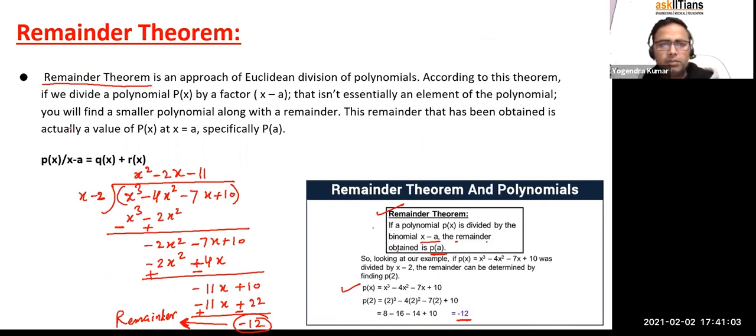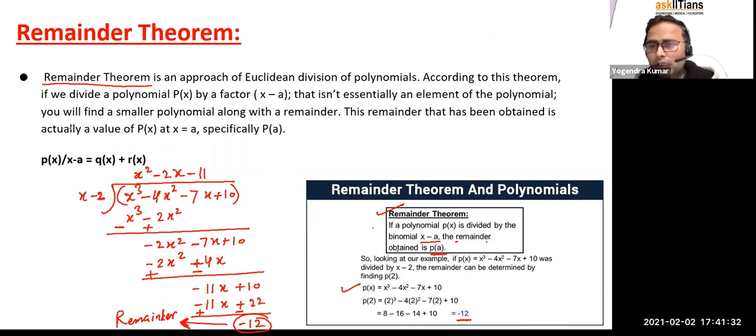The remainder theorem is an approach to the Euclidean division of polynomials. According to this theorem, if we divide a polynomial p of x by x minus a, we get the remainder as p of a. That's all, right? This is what it is. You don't need to read this full thing. You can understand it, right? A better definition is given down here.